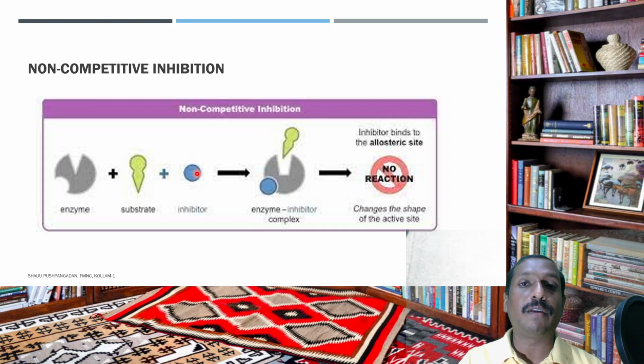but it binds with the enzyme at a site other than the active site, and once it is bound to the enzyme, it will change the conformation of the active site of the enzyme, so that the substrate cannot bind with the active site. So the total enzyme action is inhibited or prevented. That kind of inhibition is called non-competitive inhibition, and that kind of inhibitor is called a non-competitive inhibitor.